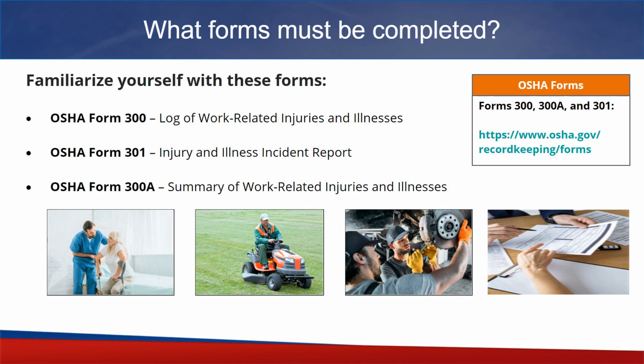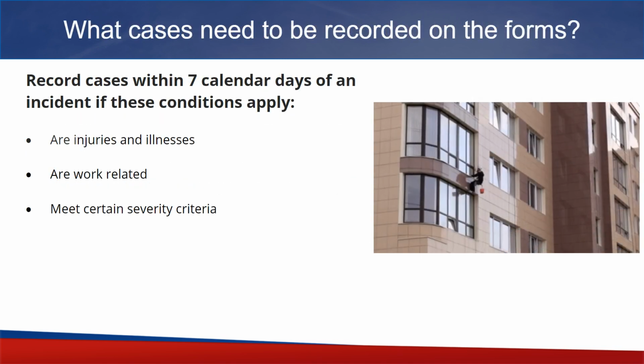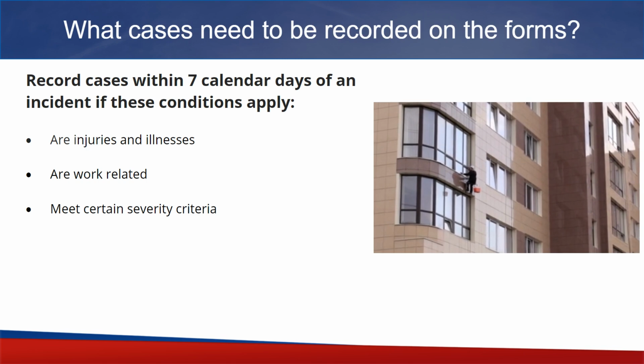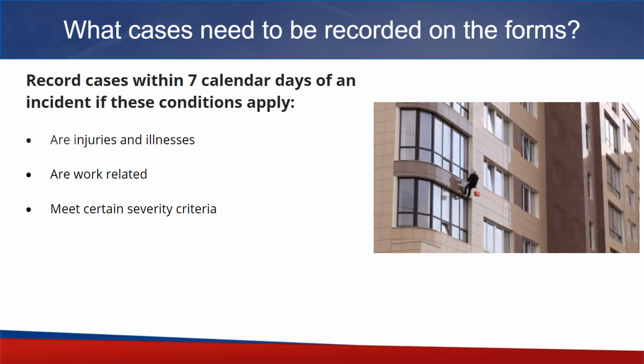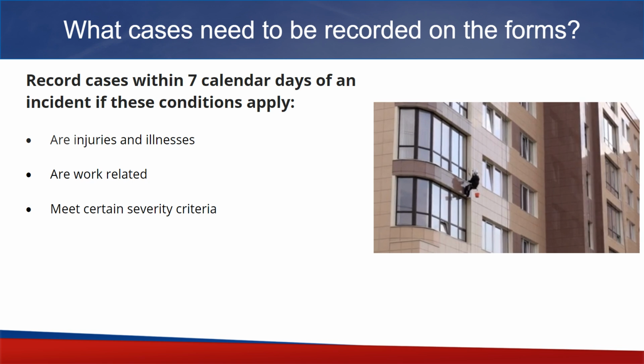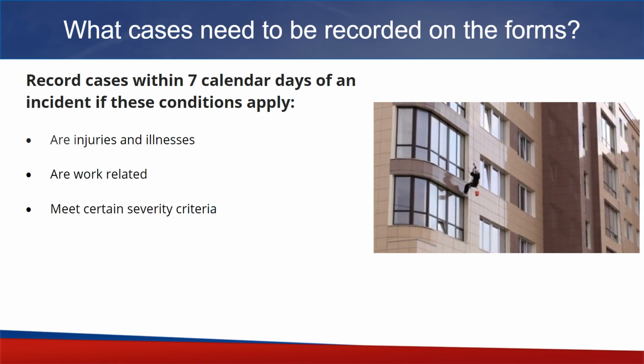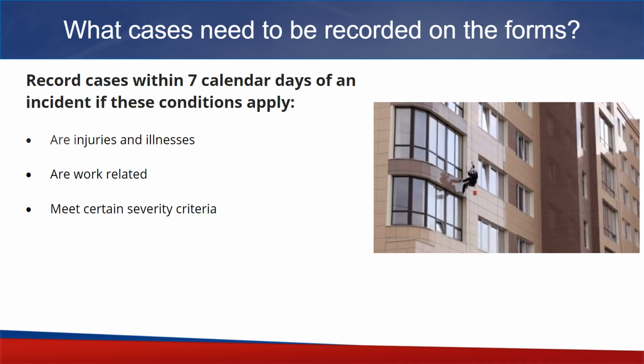Employers may use equivalent forms in place of these forms as long as the equivalent forms contain all of the same data elements and are as easy to read as the OSHA forms. What cases need to be recorded on the forms? Any work-related injury or illness that meets certain severity criteria must be entered on the forms within 7 calendar days of learning about its occurrence. We'll talk about each of these bullet items on the next few slides.